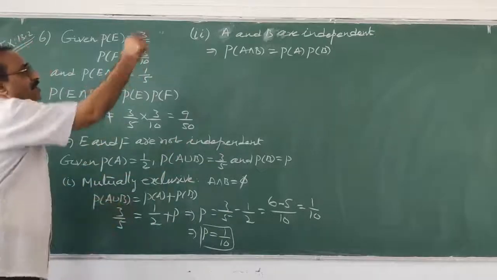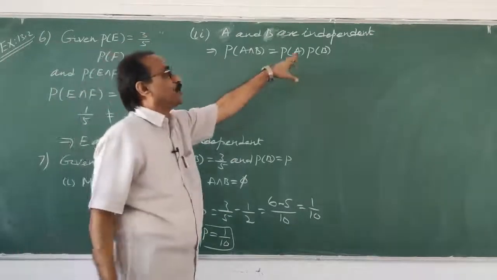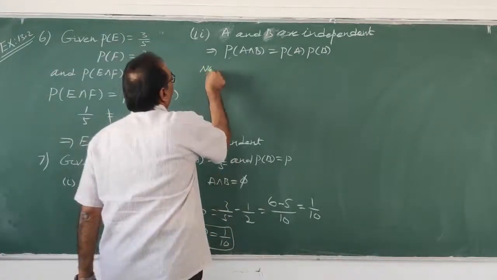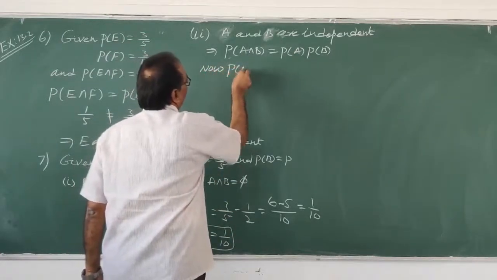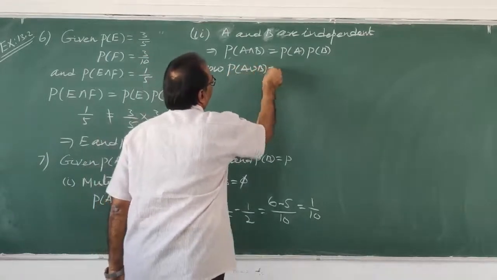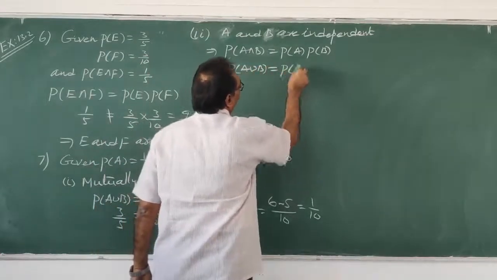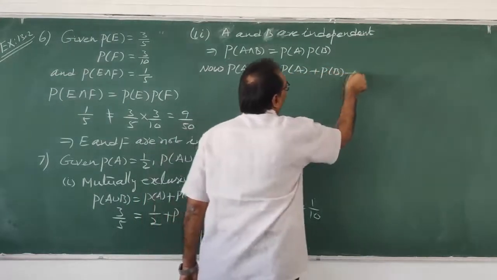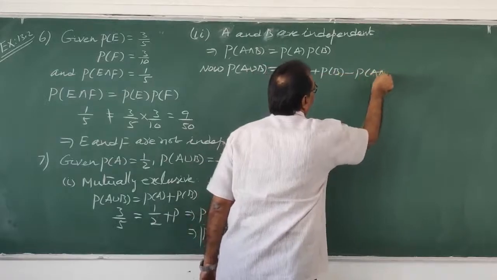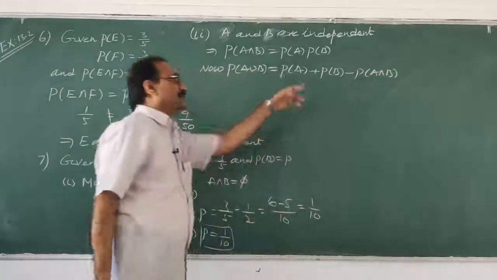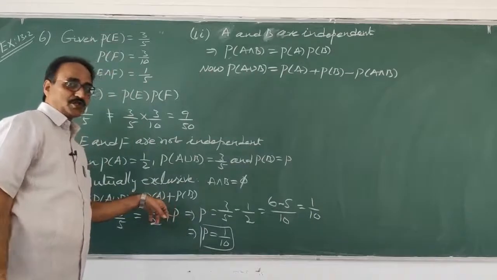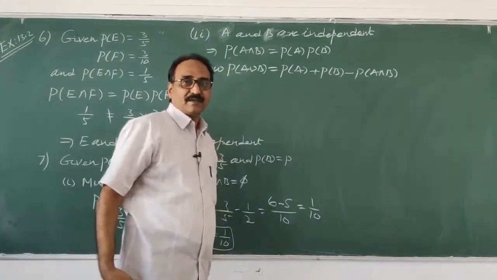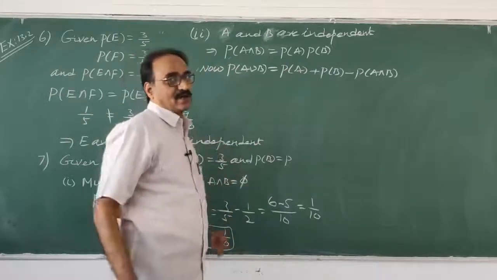Next, A and B are independent, which means their intersection is their product. Now, P of A union B, according to the theorem, is P of A plus P of B minus P of A intersection B. Correct or not? Here the intersection will come, because in the mutually exclusive case the intersection won't be there. When independent, the intersection will be there. So that's why P of A intersection B will come.